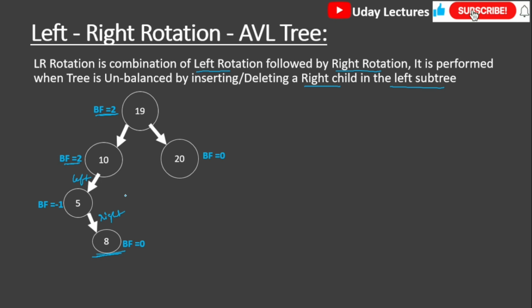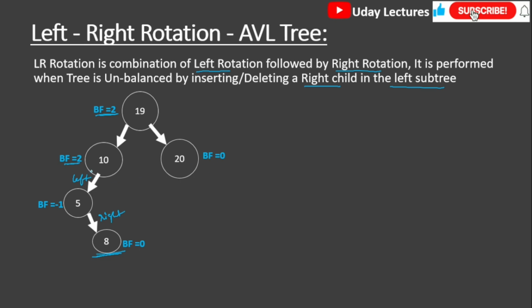Let us say I have inserted 8 here, but the balance factor for 10 is not impacted, but the balance factor of this node is impacted. Then you perform rotation only for this particular subtree, but not for this tree. So we will be performing rotation for that subtree where the balance factors are impacted. If the balance factors are not impacted, then we will not be performing rotation for that particular subtree.